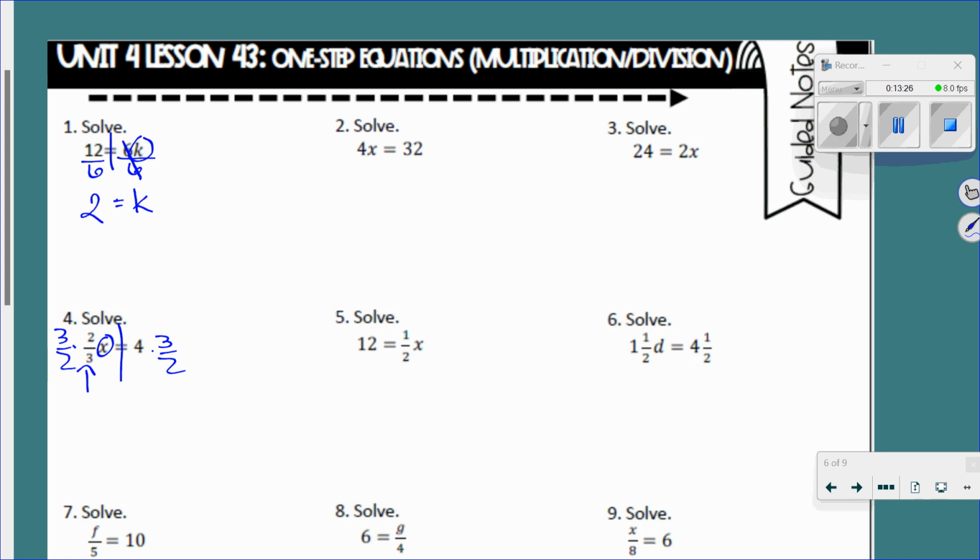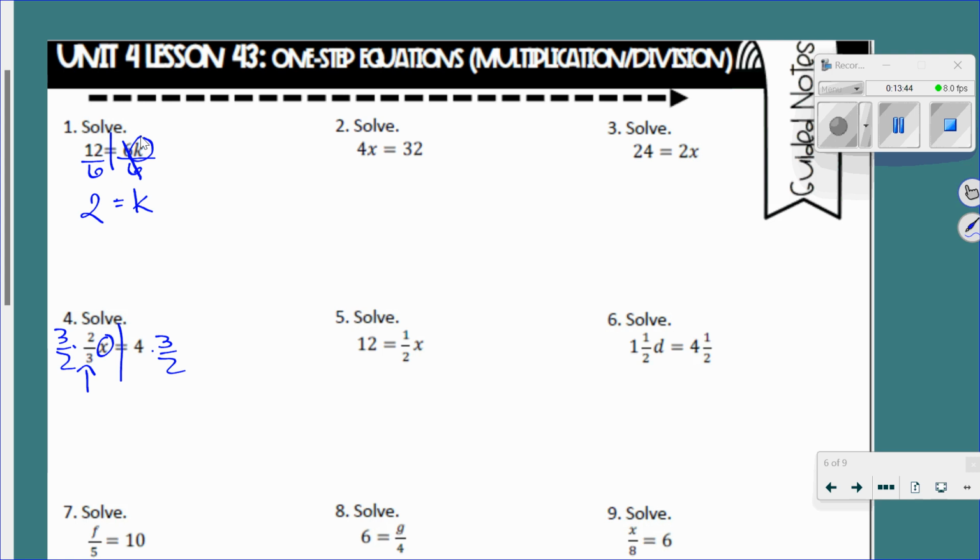Does it matter that I made those 6's one whole? Is that going to change my answer? Does 1 times something change the number? No, it's still itself, right? That's why we can just write K. We don't need to write the one whole because it doesn't change the fact that it's still K. Make sense?